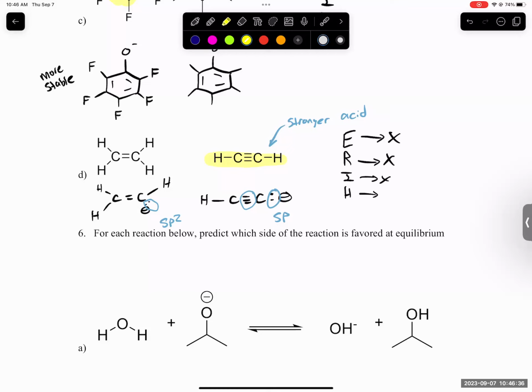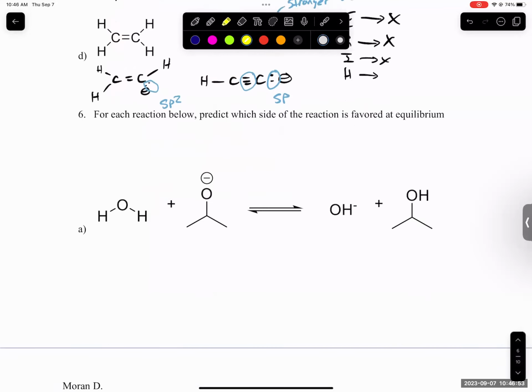I never understood the percentage. As long as you know 25%, 50%, and 33%, that's all you're going to see for hybridization in these classes. Okay?